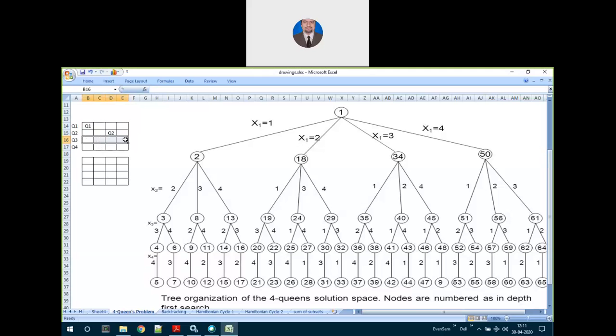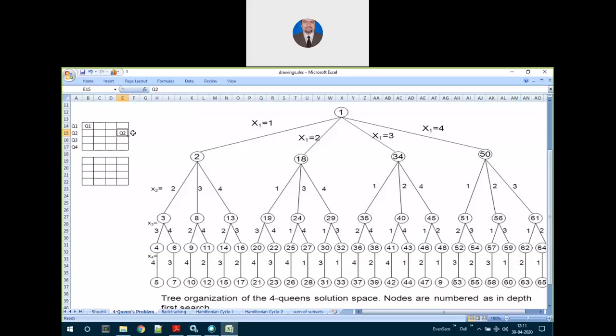Then what I should do? I should come back to second queen. Means I should come back to q2 over here, node number 2. Then I have to find out the other possibility. What is the other possibility for q2? It is the next column. So what if I keep Q2 on the fourth column over here? Suppose if I keep Q2 over here, then what will happen?